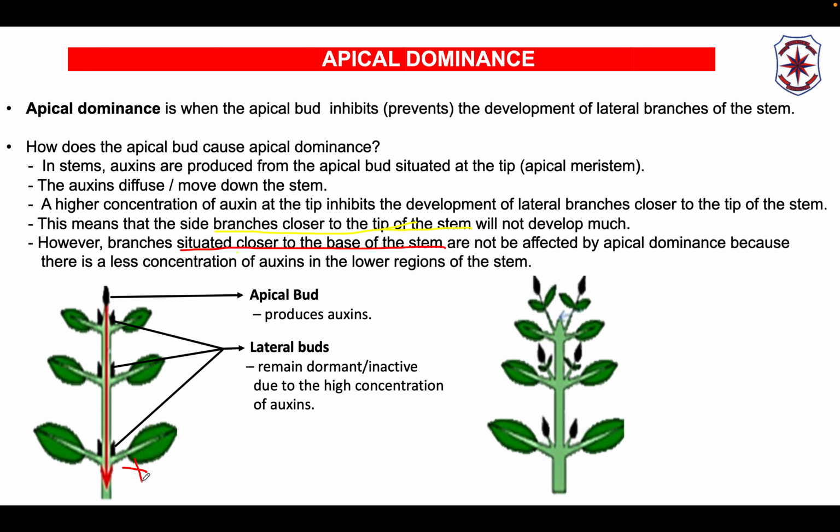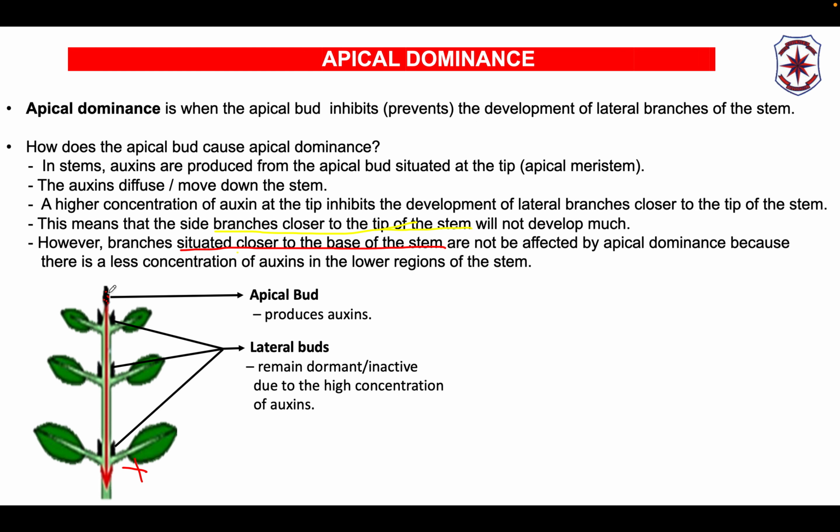Okay, now, what does this all mean? To consolidate, auxins produced by the apical bud. There is our apical bud. What do auxins do? They inhibit the lateral buds from producing lateral branches. And this is called apical dominance.